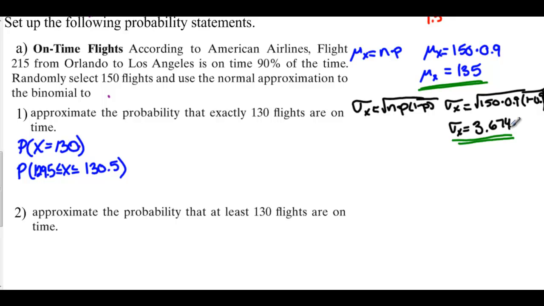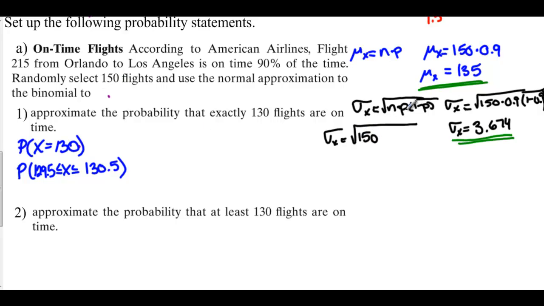Which part? Okay, so finding the standard deviation, it's just the formula, the square root of n times p times 1 minus p. So all we're really doing is plugging in the information here. So square root, and then the n is going to be the number of trials. So for us, that's going to be the 150 flights.